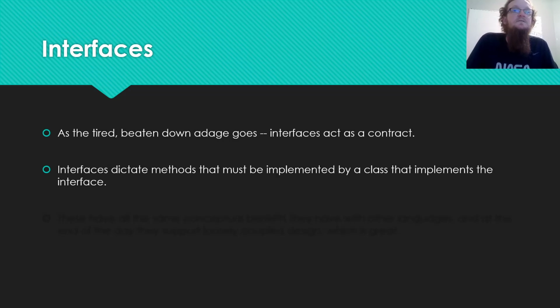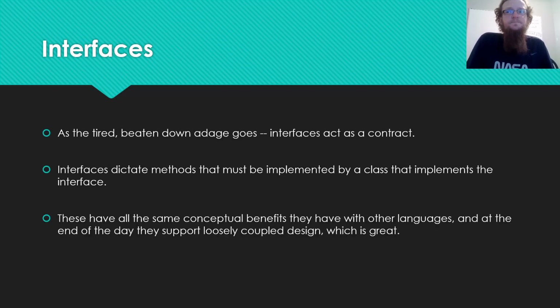Basically, interfaces dictate methods, and they dictate data, and they dictate basically any member that you can think of that has to be implemented by a class as long as that class implements that interface. And so they have the same kind of conceptual benefits that you expect from something like Java. Ultimately, in all of these languages, what you're trying to get with the use of interfaces is loosely coupled design, which allows you to extend the application and maintain the application in a much more cost-effective way.